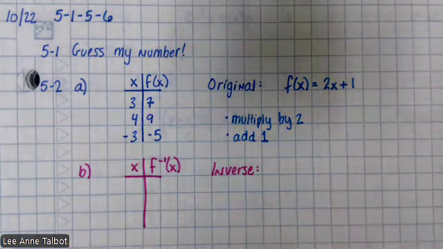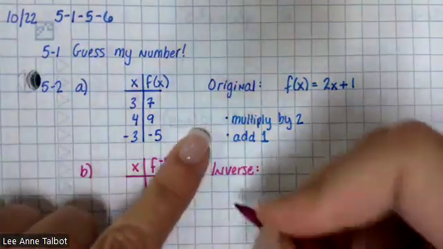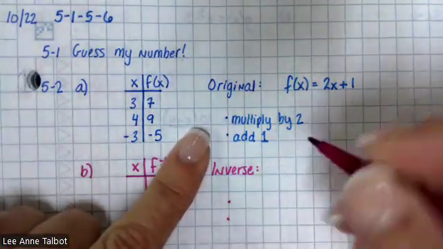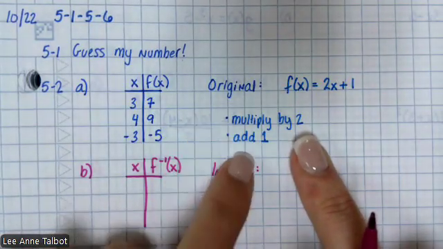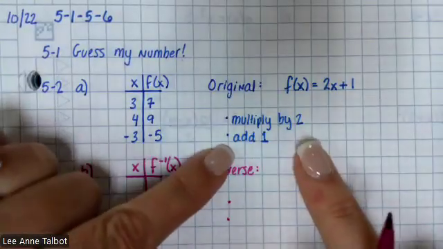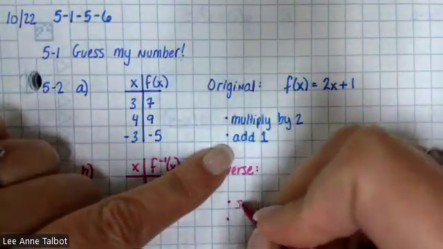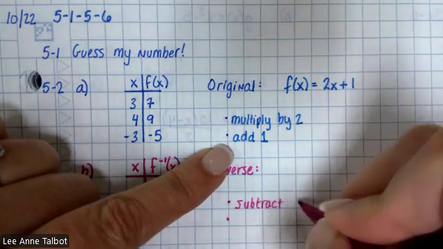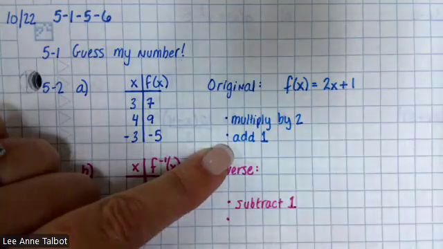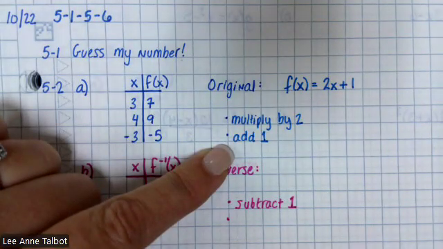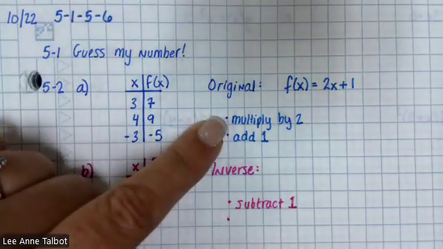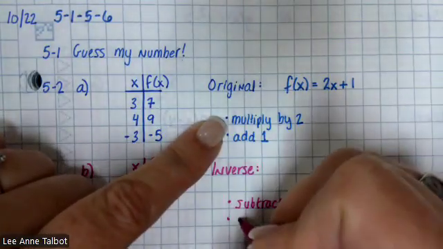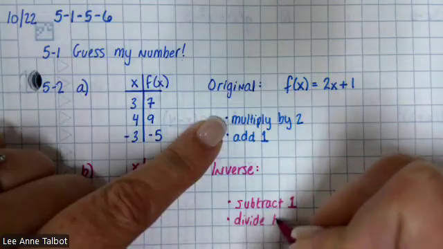Okay, now the inverse. So what I want to do is be very careful here. And I want to talk about what we were doing on the guess my number thing. So what was the last thing that happened? Add 1. So the first thing I'm going to do is subtract 1. And then undo the most, so you're going to work backwards and undo. Undoing multiply by 2 is divide by 2.